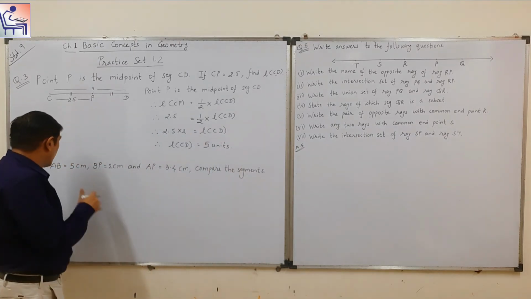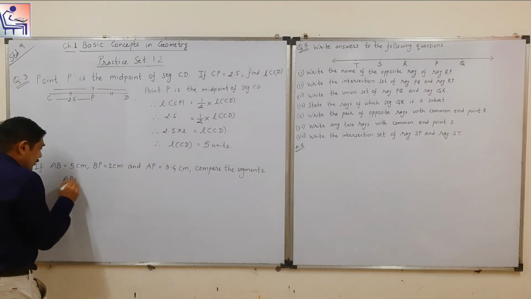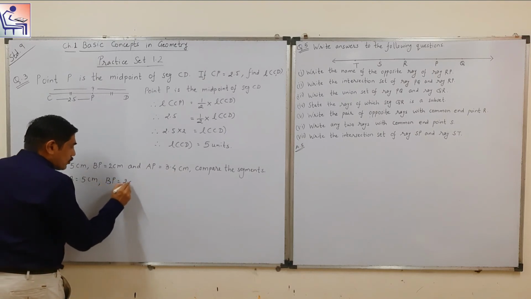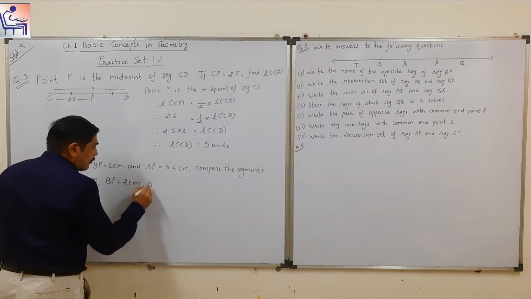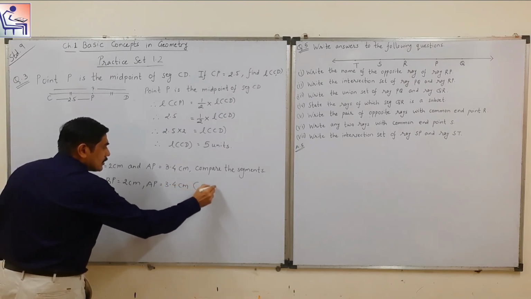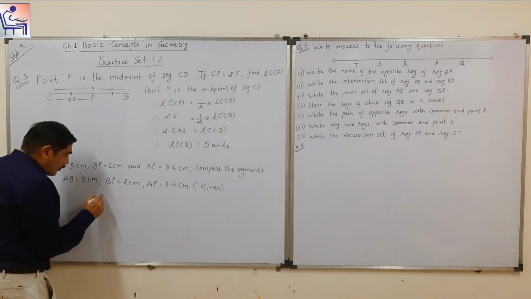Now for the next sum. Question number 4. AB is equal to 5 centimeters. BP is equal to 2 centimeters. AP is equal to 3.4 centimeters. This is given. So we can understand that the highest value is 5.